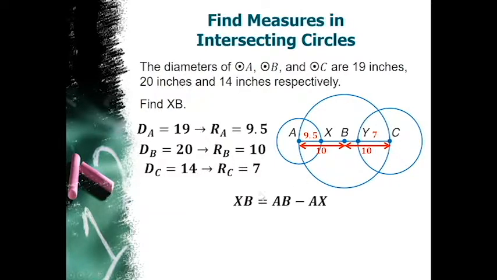If we want to find XB, XB here would be the length of AB, the full length of that radius of circle B, minus AX. So if we take AB, which is 10, and subtract the 9.5, which is AX, it tells us that the length XB would have to be 0.5 inches, or a half an inch.